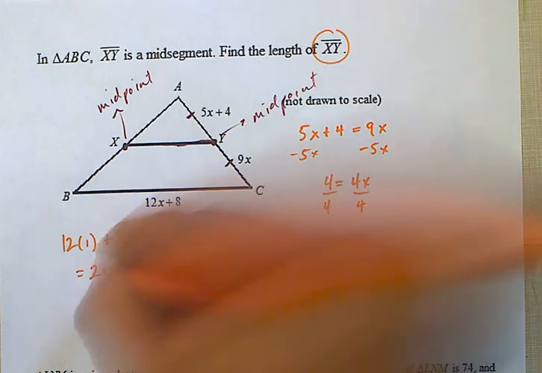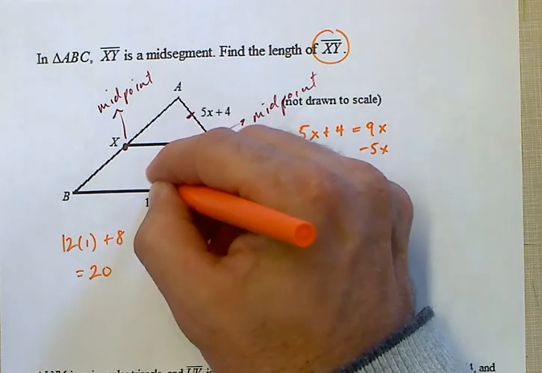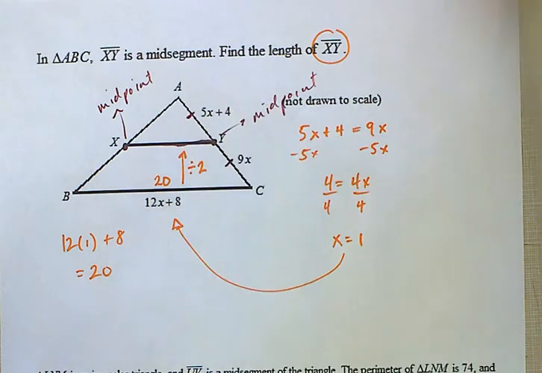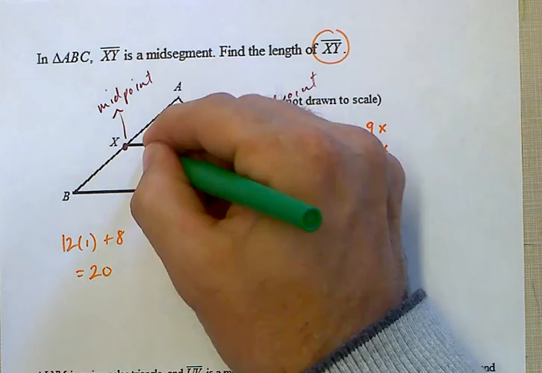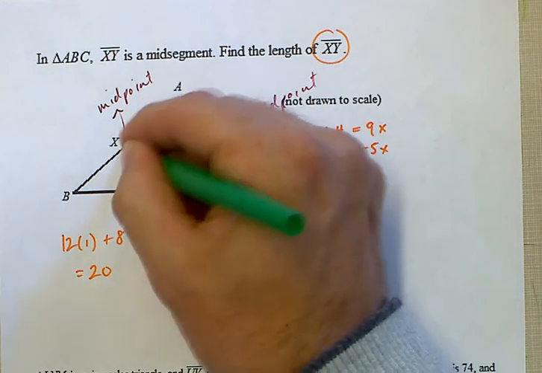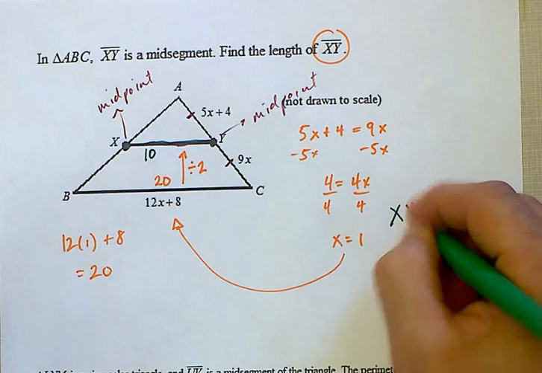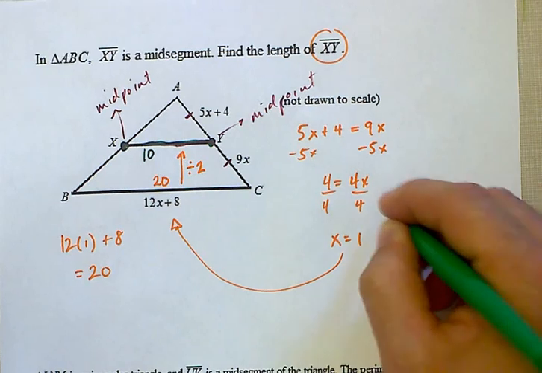And because you know this is 20 and this is half of that, you divide by 2, and that's going to give you your 10 here. And that's what they asked for. They're actually asking for your mid-segment. So XY is equal to 10.